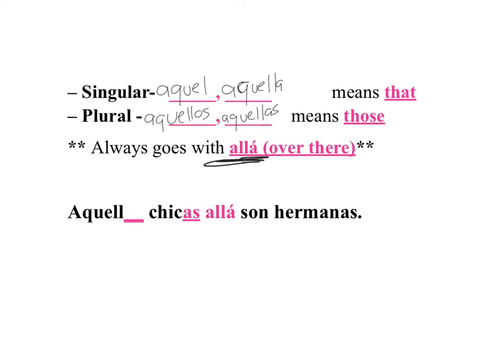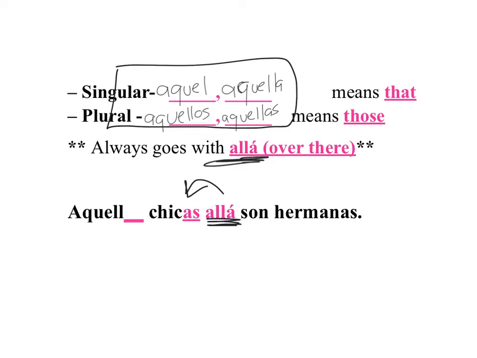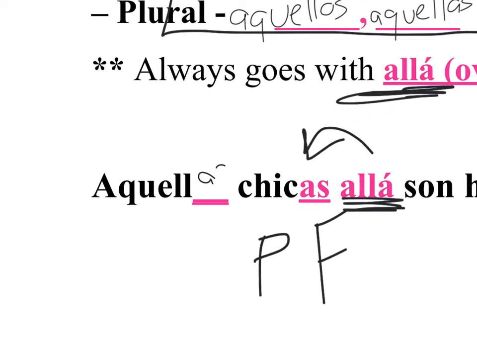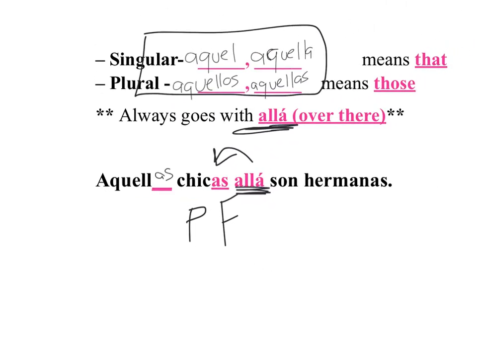So as always, we're going to go to the clue phrase first. We see allá. So allá means you can only use these four. You're going to go to this noun. Chicas, is it singular or plural? And is it masculine or feminine? So you're going to go up to the chart at the top. You're going to go to the feminine column and the plural. So this one should match. And it should be aquellas chicas allá son hermanas.